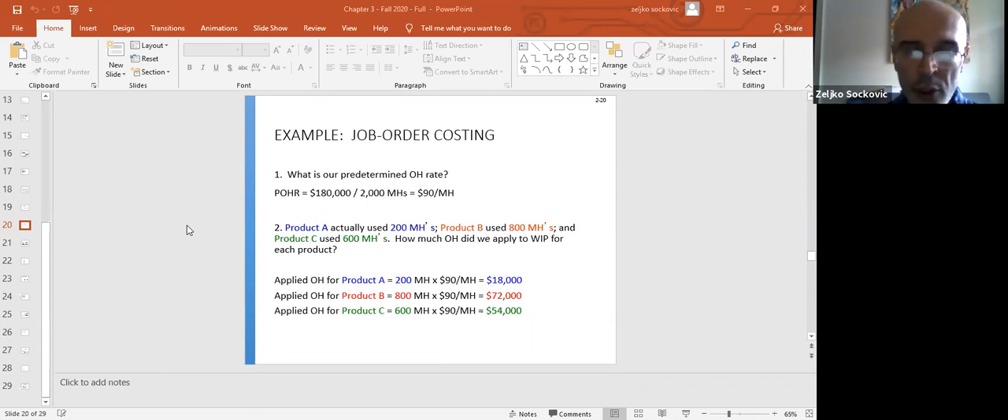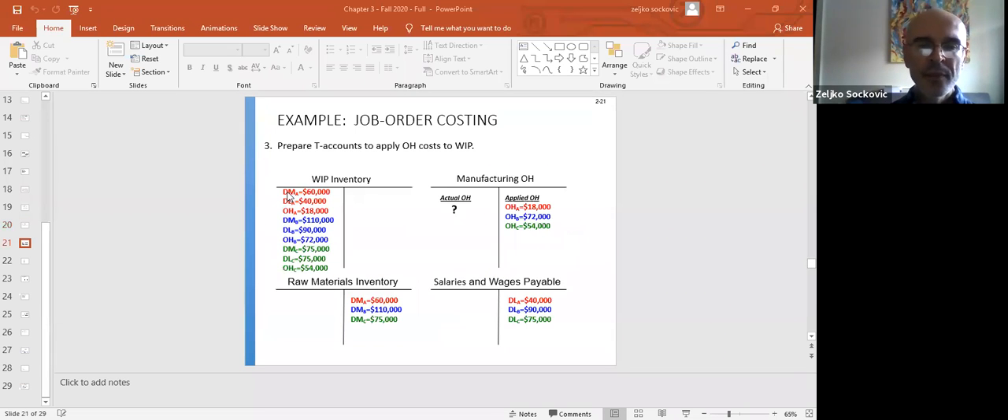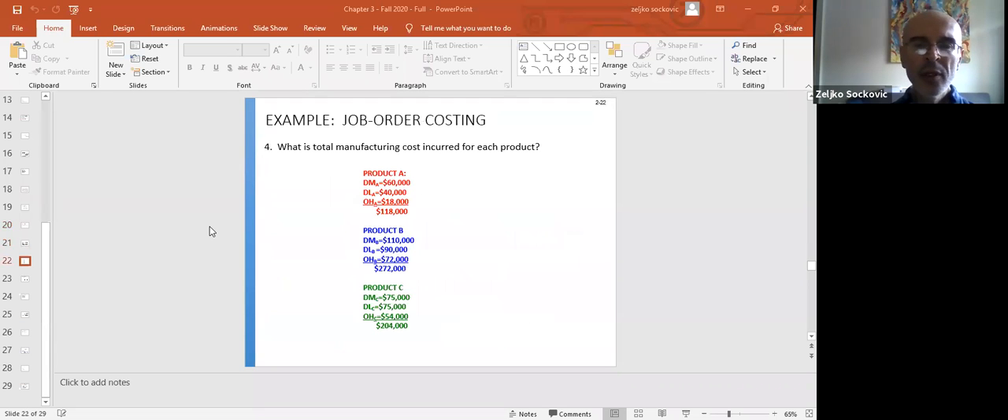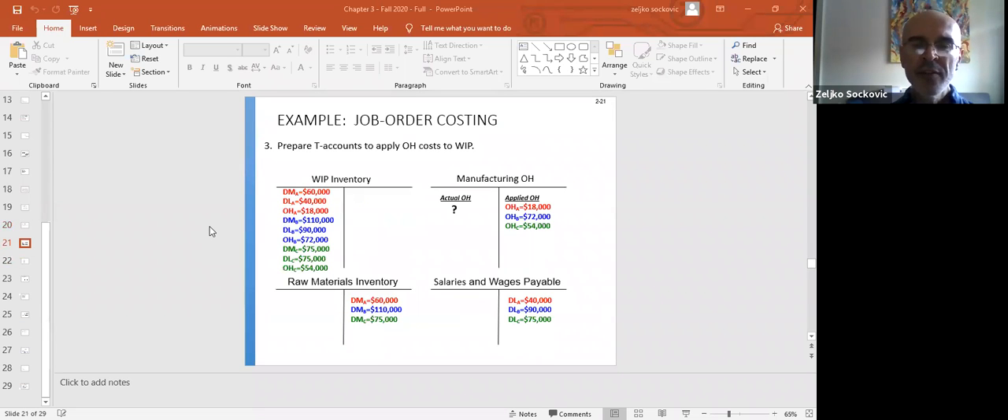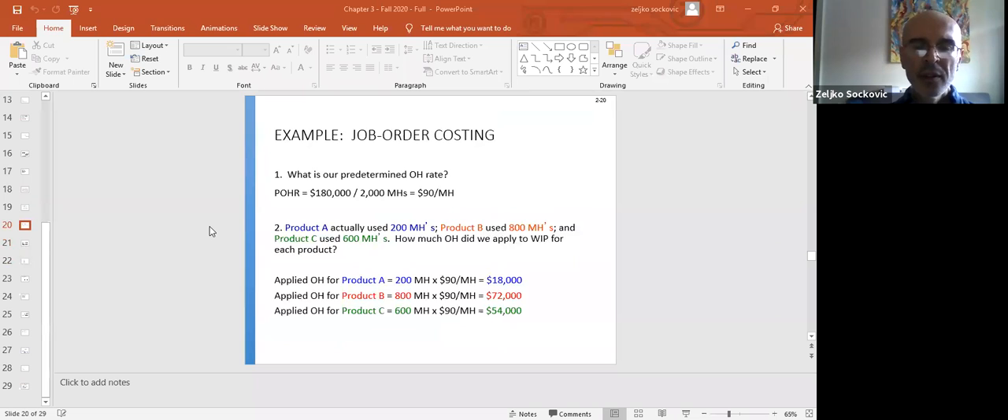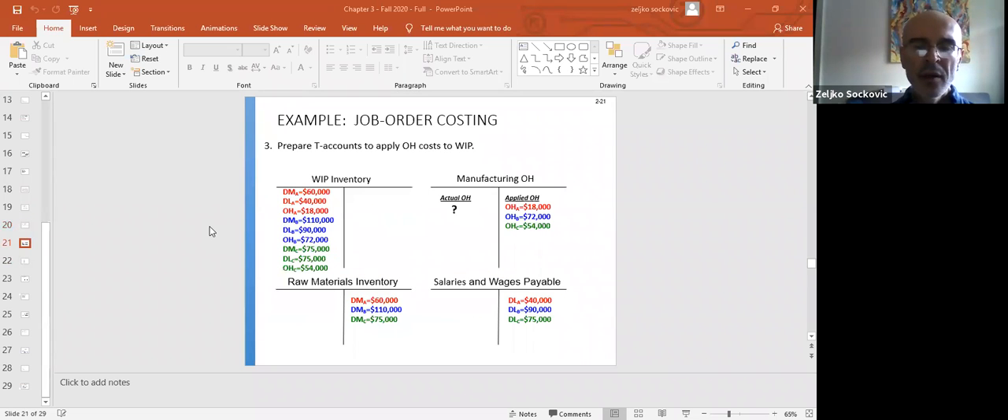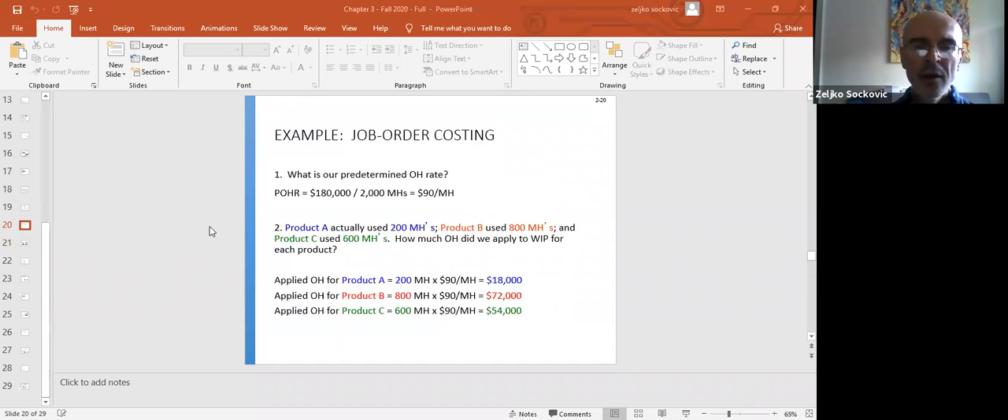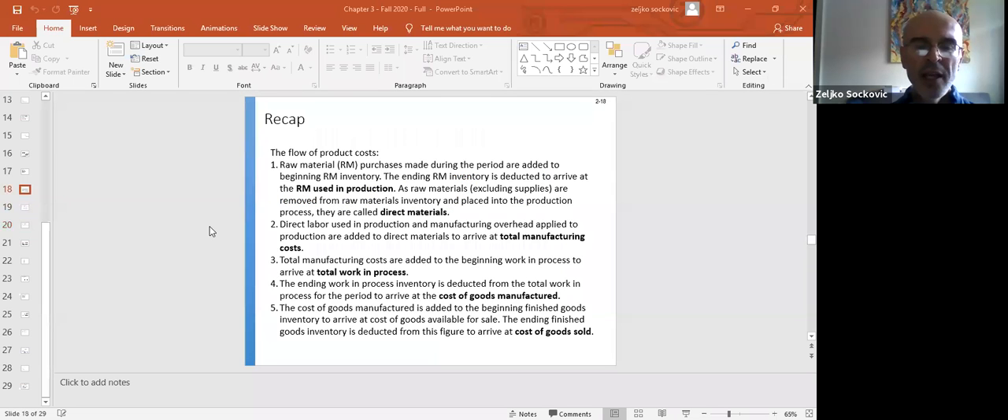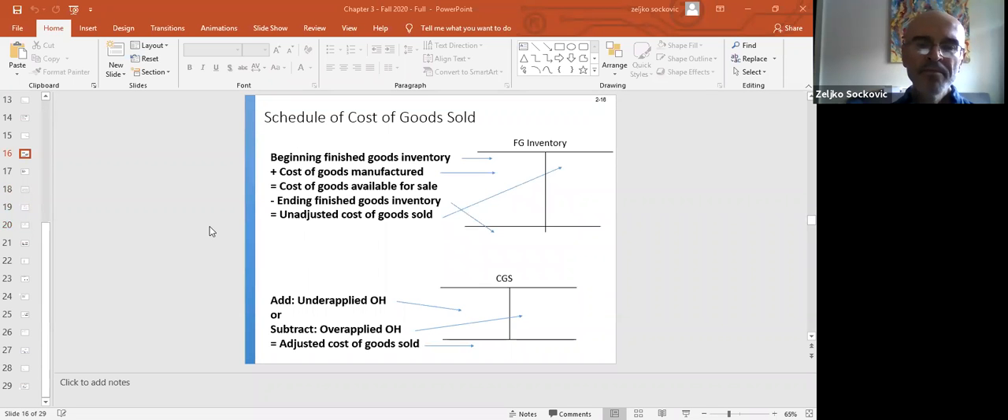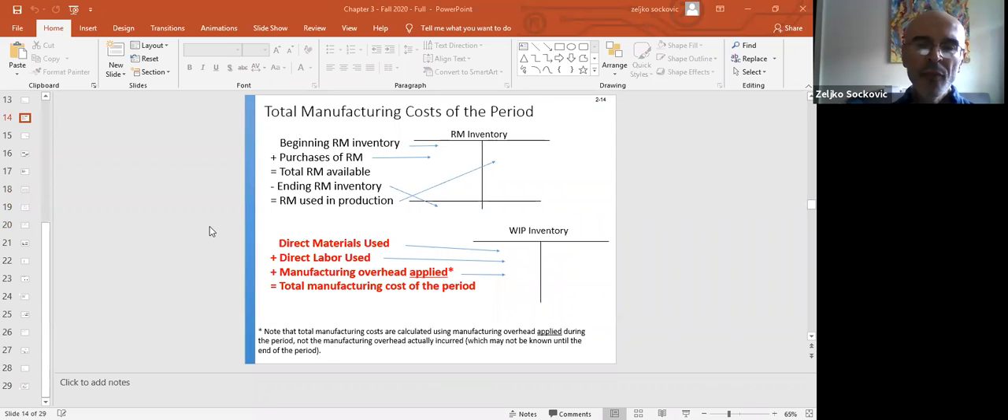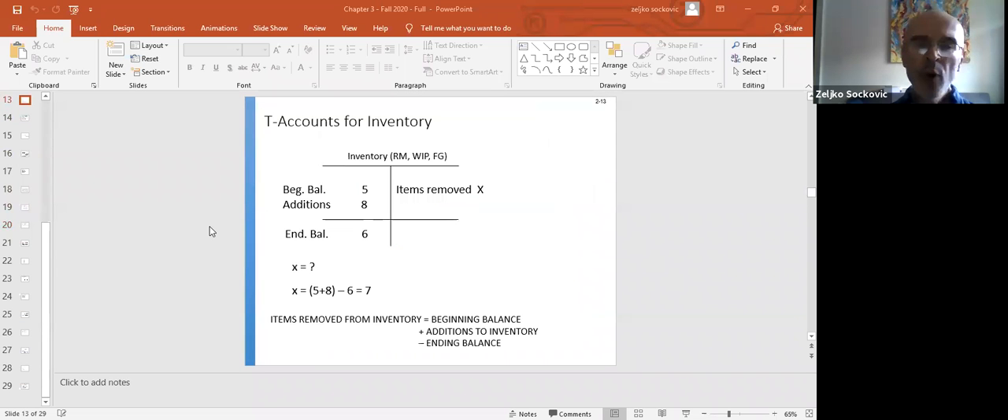So you clearly know what goes into work in process: direct materials, direct labor, and overhead. And we have 3 different products. So now you might have to go through, let me maybe look at a different slide. You might have to go through kind of backward.